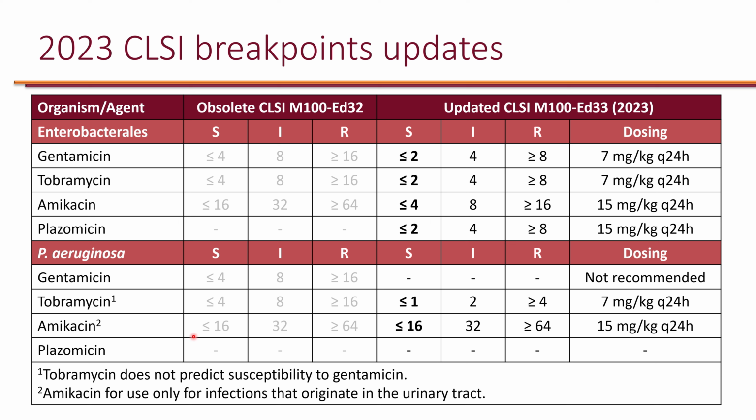And with amikacin, it has remained the same. The only thing that has changed is that this is only good if you are using it for a urinary tract infection. So if you have Pseudomonas in the urine, using 15 milligrams per kilo once a day dosing, we're going to get enough concentrations in the urine, but not anywhere else in the body. So for any systemic infection, amikacin is no longer considered active against Pseudomonas.